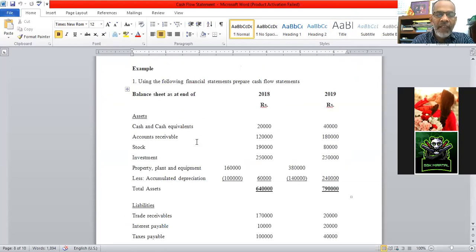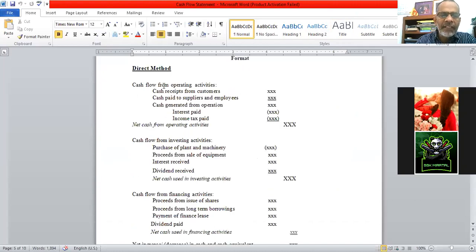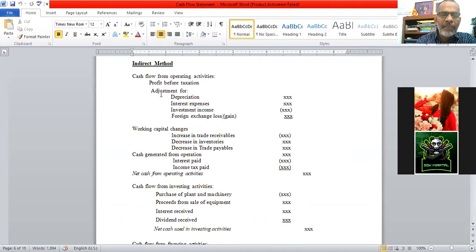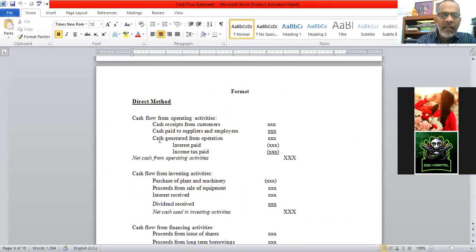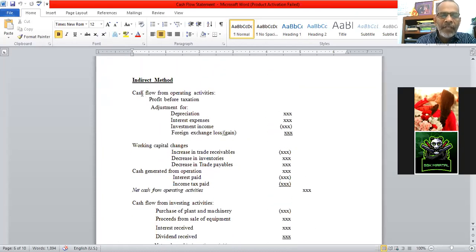Now look at how to prepare the indirect method. I told you in the very first class, look at the difference. Here is the cash flow from operating activities, the cash flow statement. We started with cash received from the customers and cash paid to the suppliers. The difference between these two is cash generated from operations, that is under the direct method. When you go for the indirect method, we are not taking it like that.